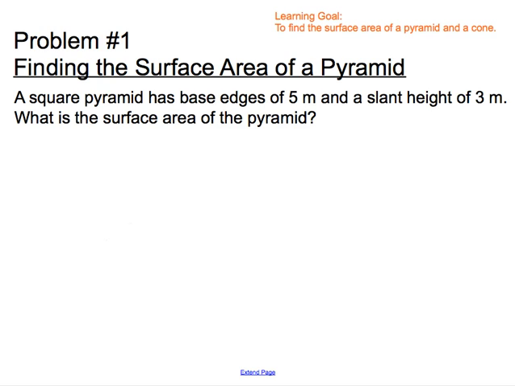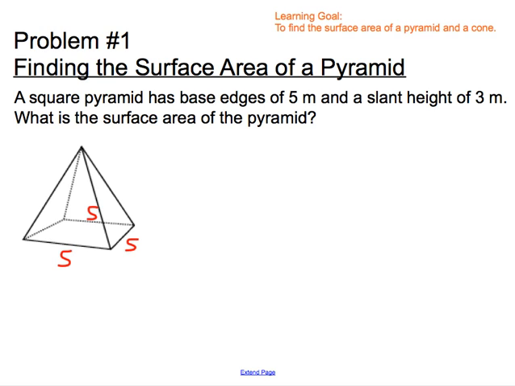So let's go ahead and find the surface area of a pyramid. A square pyramid has base edges of 5 meters and a slant height of 3 meters, and we're asked to find the surface area. Well, the first thing that we want to do is draw a picture so we can get a good visual representation of what we're looking at. So our square pyramid here has base edges of 5, so all of these edges are 5, and the slant height is 3 meters. So we connect the vertex to the midpoint of one of the bases.